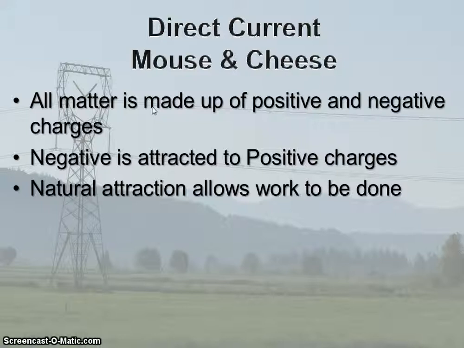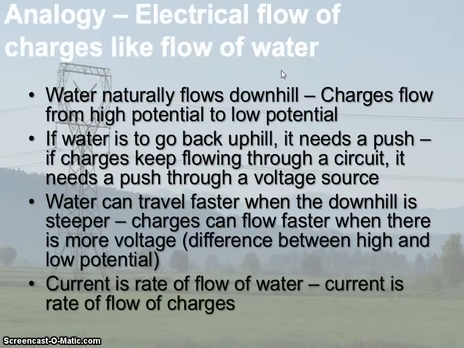You have to think in terms of matter, and all matter is made of protons, neutrons, and electrons. The electrons and the protons are attracted to each other, and because they're attracted to each other, we get work that's done, kind of like a mouse and cheese. The mouse really wants to run to the cheese. Cheese can't run.